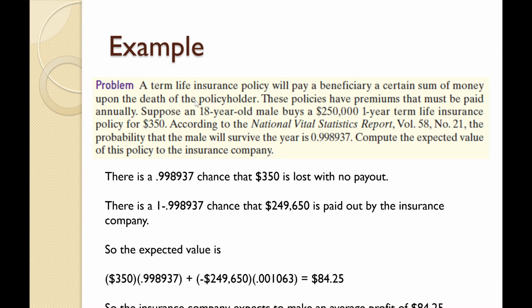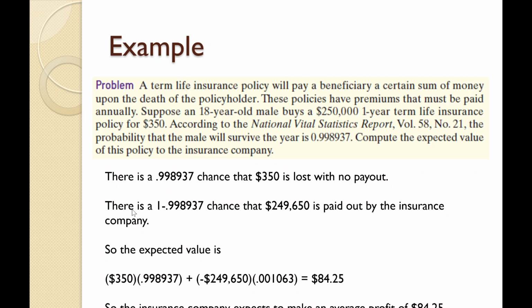A term life insurance policy will pay a beneficiary a certain sum of money upon death of the policyholder. These policies have premiums that must be paid annually. Suppose an 18-year-old buys a $250,000 life insurance policy for $350. According to a poll, the probability that they will survive is this. Compute the expected value. The probability that they survive is 0.9999, about 100%, times 350, because that's money out of their pocket that they're going to lose.